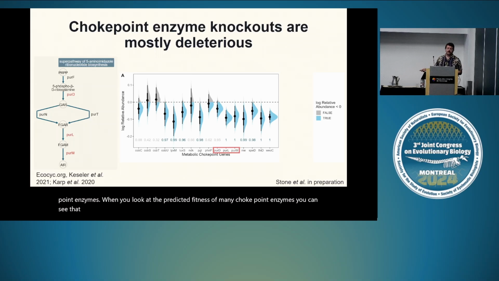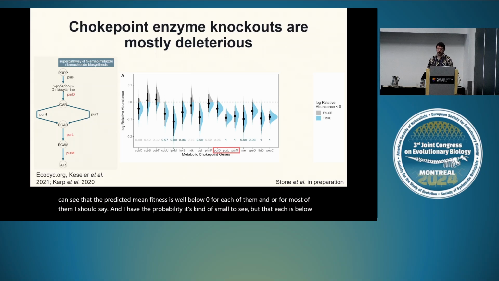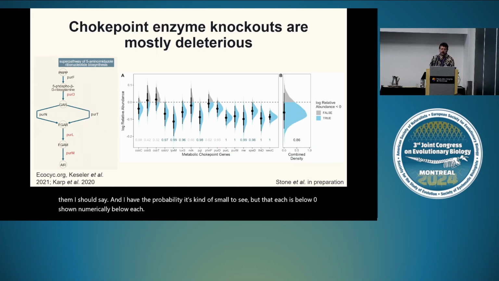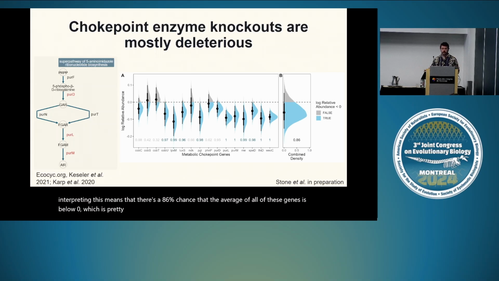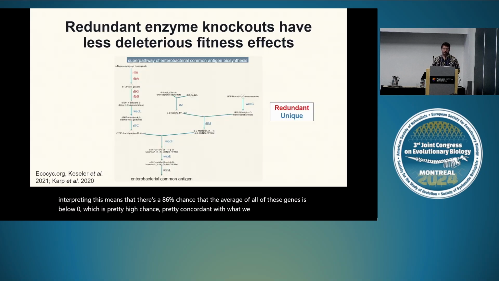When you look at the predicted fitness of many choke point enzymes, you can see that the predicted mean fitness is well below 0 for each of them, or for most of them, I should say. And I have the probability, it's kind of small to see, that each is below 0, shown numerically below each distribution. You can combine all these probability densities then into this large density, and so interpreting this means that there's an 86% chance that the average of all of these genes is below 0, which is a pretty high chance, pretty concordant with what we know from previous results.